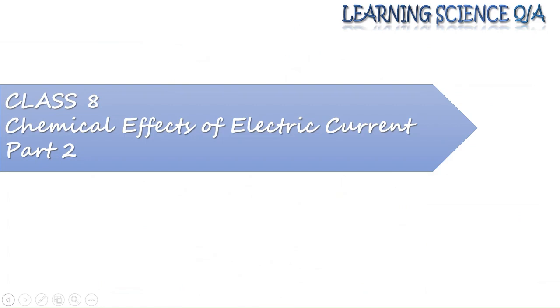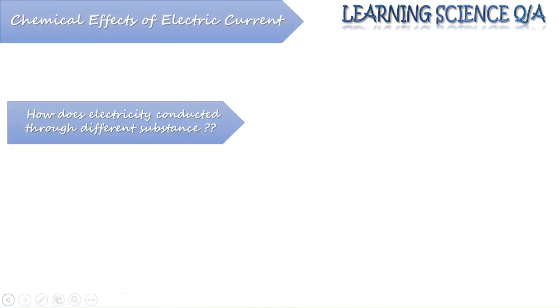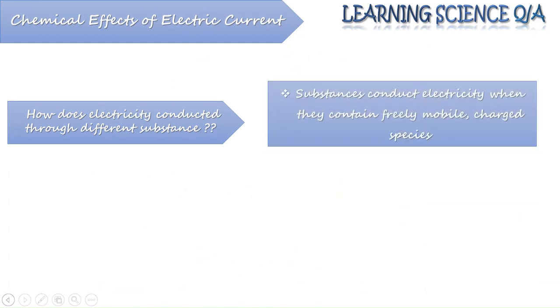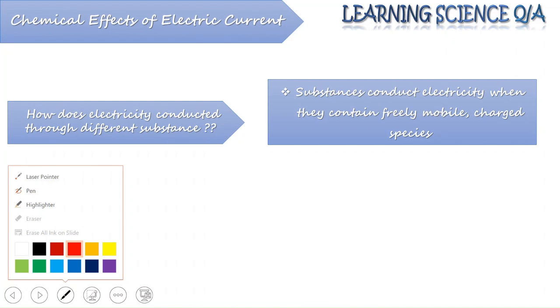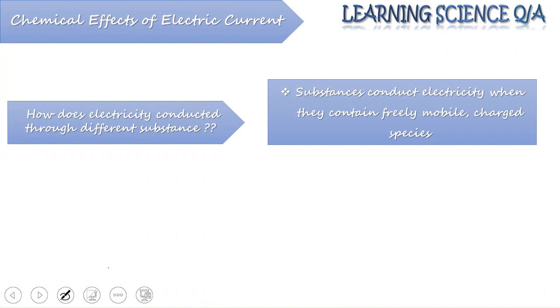Students, during our previous lecture, we did till the magnetic effect of the electric current, although it was just a recap of the previous class learned. Now, coming to the point, how is electricity conducted through different substances? We have learned that electricity can be conducted by different states of matter. So what is the mechanism that acts behind the conduction of electricity by these different materials?